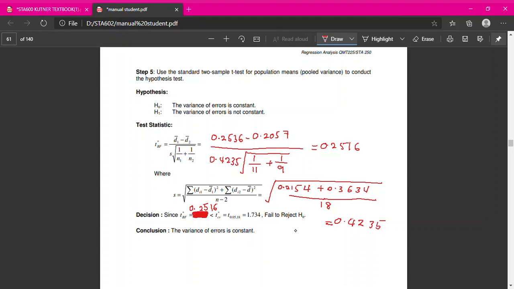So we fail to reject H0. So we can conclude that the variance of error is constant, ataupun the homoscedasticity assumption is achieved. Okay, so that is the way how you conduct the Brown Forsythe test to check whether the variance of the error term is constant or not. Okay.